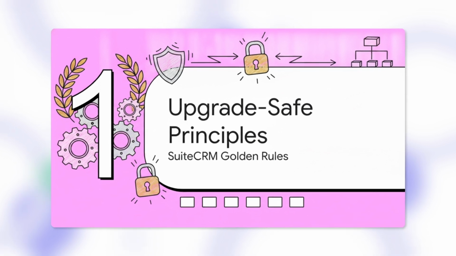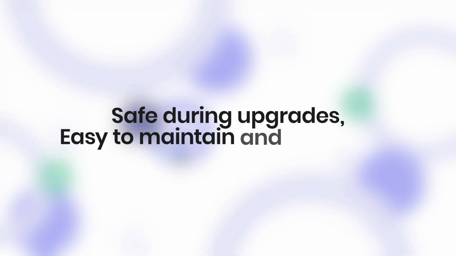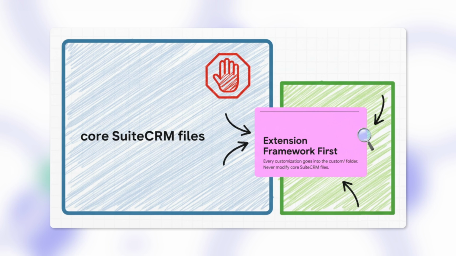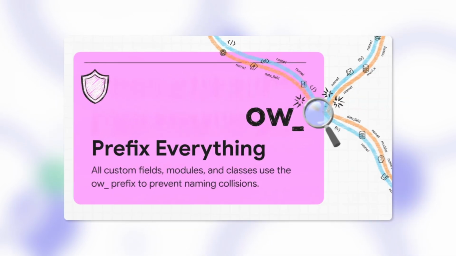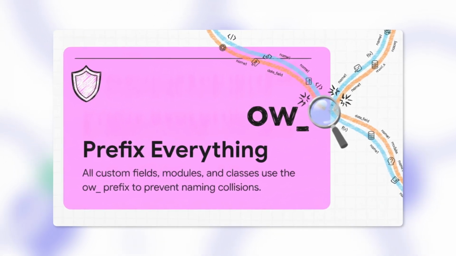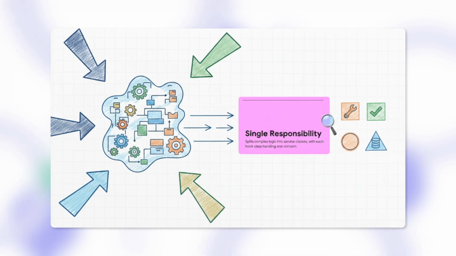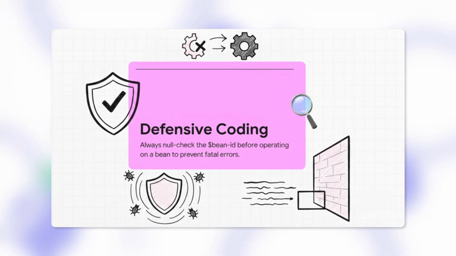The custom code architecture principles help ensure that any customization made remains safe during upgrades, easy to maintain, and organized. The extension framework first principle ensures that every customization goes into custom/ and never modifies the core SuiteCRM files. The prefix everything principle ensures that all custom fields, modules, classes, and functions use the __ prefix to prevent naming collisions. The single responsibility principle splits complex logic into service classes, with each hook class handling one concern. The defensive coding principle ensures you always null check $bean->id before operating on a bean.